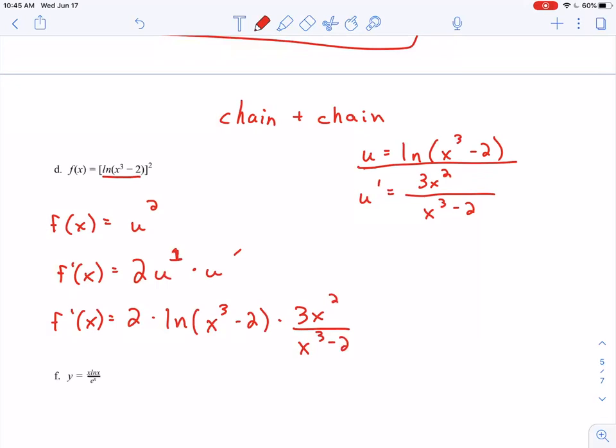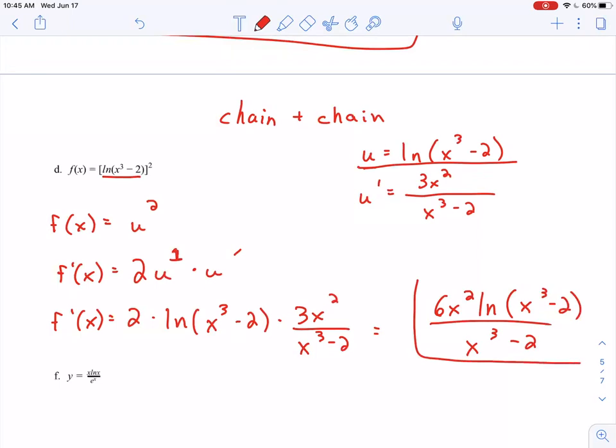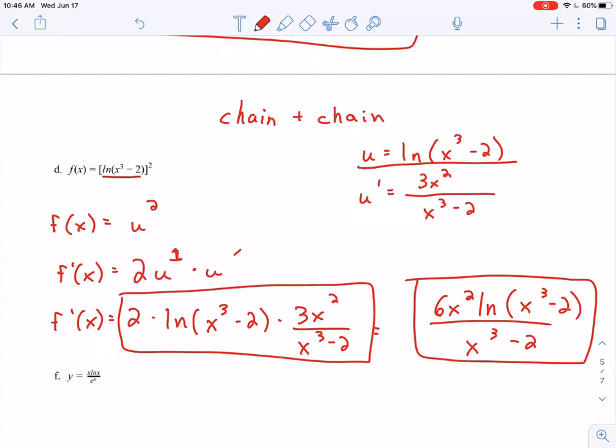And there's my derivative. If you really wanted to simplify it, we could say, okay, 2 times 3x squared, that's going to be 6x squared natural log of x cubed minus 2 divided by x cubed minus 2. If you really, really wanted to simplify it, you could say that. But again, I think if you can make it to this point right here, that's what I'm going to be looking for, because you've shown me now that you can apply the chain rule and a chain rule.